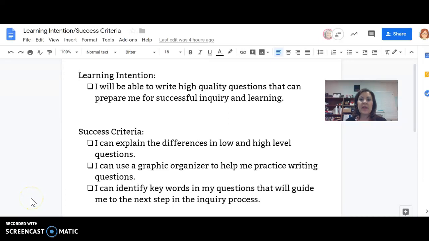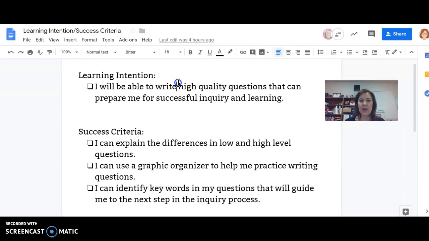All right, I hope that went well for you and that you got a little bit of practice using your question generation chart. I want to go back to our learning intention and our success criteria because there's one more thing we need to talk about before you work on case studies for today. So again, I will be able to write high quality questions that can prepare me.